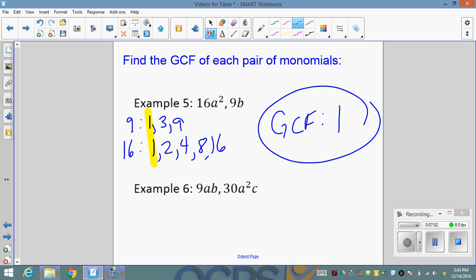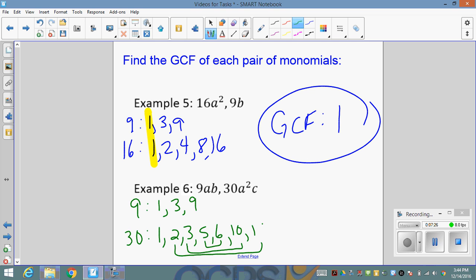Okay, example 6, starting with my 9 and my 30. Some of you can look at that and you can immediately see what your GCF is, and that is fine. Do that. If not, you're going to list it. So 1, 2, 3 goes, 4 does not, 5 does, and it's 5 times 6, so 3 times 10, 2 times 15, and 1 times 30. And it looks like my common factor there, my GCF, is 3.